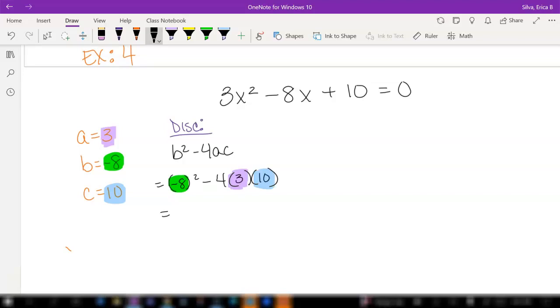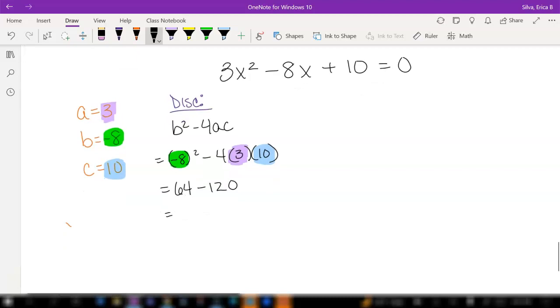Here we have negative 8 squared is 64. 4 times 3 times 10, that gives us 120. 64 minus 120 is negative 56. Because my number is less than 0, or negative, that means we have two imaginary solutions.